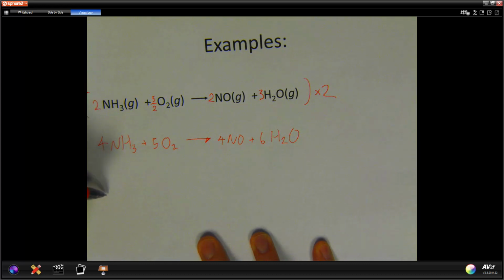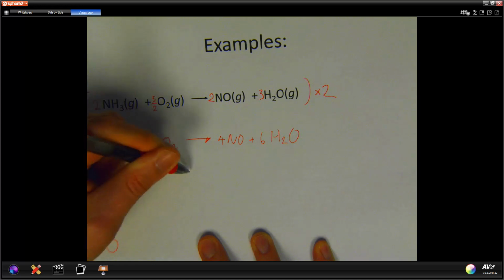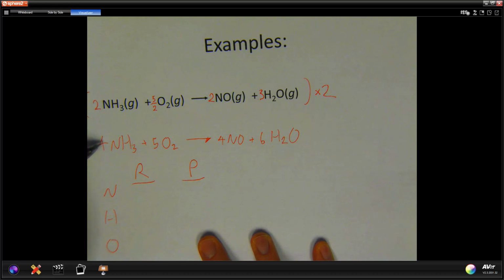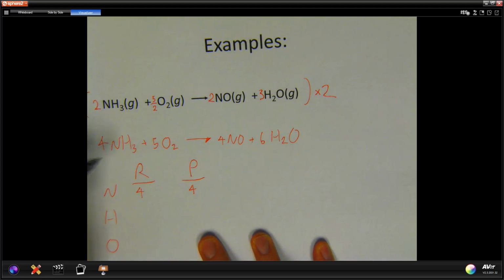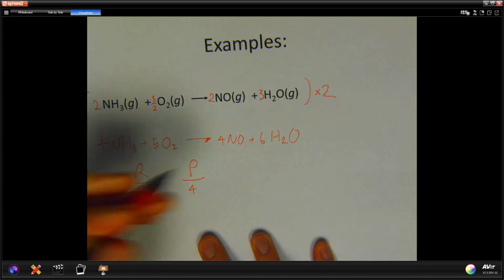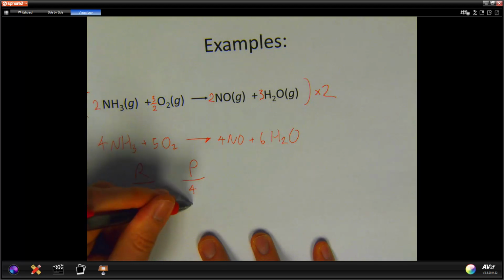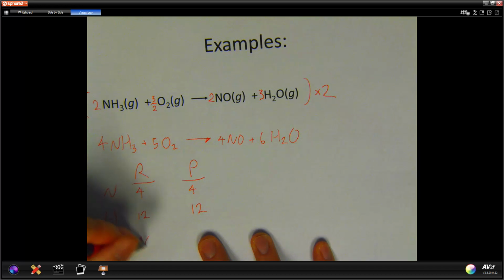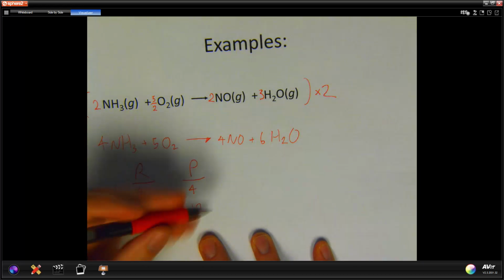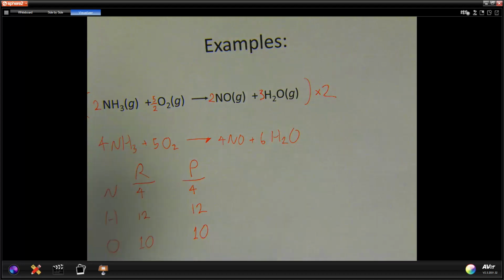Let's just double check. Let's make a table to count everything. So we have reactants, we have products. So for reactants, we have 4 nitrogen. And over here we have 4 nitrogen for products. For hydrogen, we have 4 times 3 is 12. We have 6 times 2 is 12 for the products. For oxygen, we have 5 times 2 is 10 for reactants. We have 4 plus 6 is 10 for the products. So that is how we balance that equation.